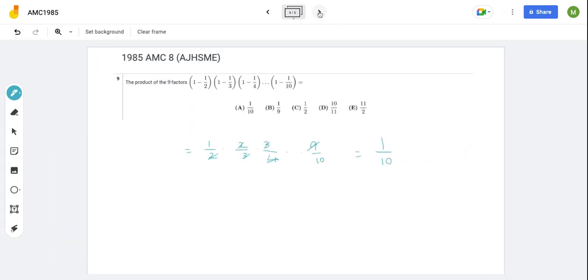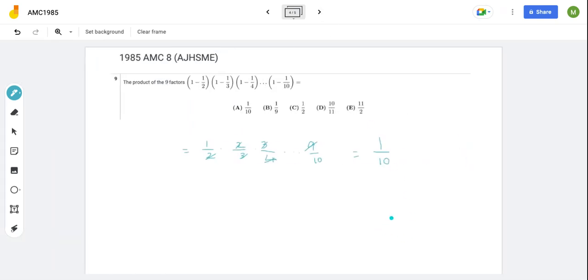Moving to the next. The product of the 9 factors 1 minus 1/2, 1 minus 1/3, and so on till 1 minus 1/10. So you just calculate the subtraction. So you'll see that again there is a pattern which you can easily cancel out.